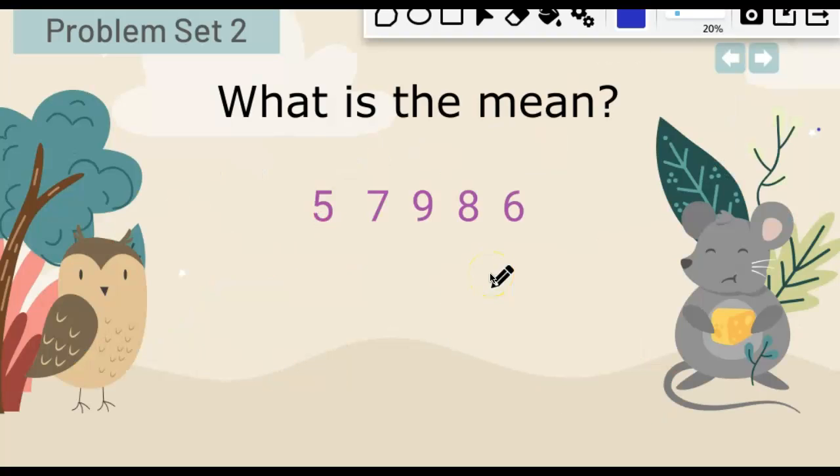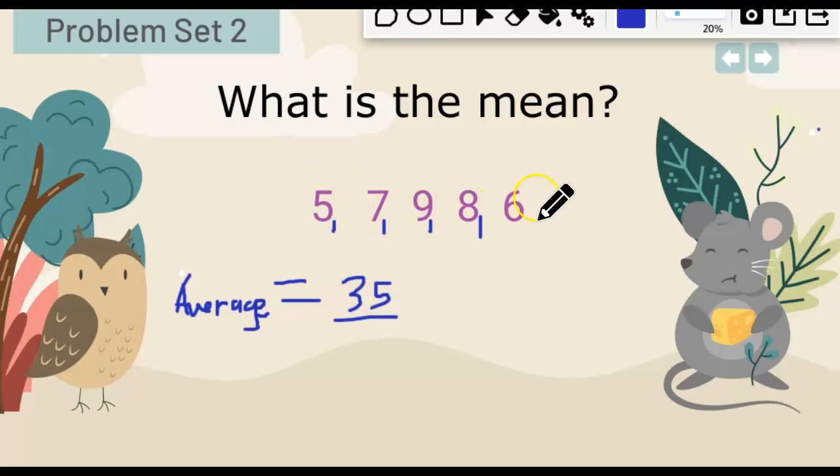All right, so what is the mean for this set of data? Again, we're going to add all these numbers together. So we have 5, 7, 9, 8, and 6. If we add that, so our mean or our average, this time I'll write the word average. If you have a chance to add it, it's 35, and then we divide it by 1, 2, 3, 4, 5. So the average for the set of data is 7.